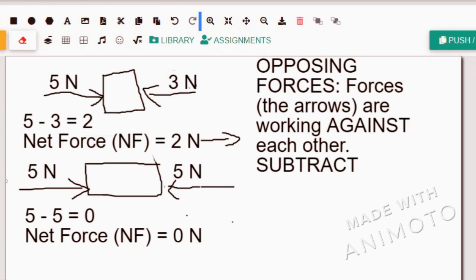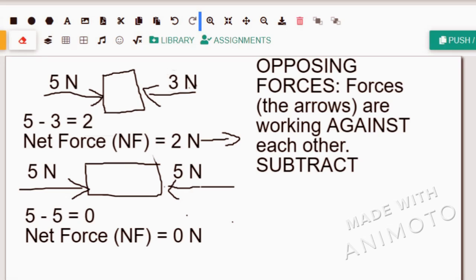For the second example, we've got, again, 2 opposing forces, but this time they're equal. They're both 5 newtons. I would still subtract and find the difference. 5 minus 5 is 0. So that means my net force is going to be 0 newtons. And in this case, the forces ended up canceling each other out, which is what we call balanced forces. So it's a total of 0 newtons. I don't need to show an arrow of the direction the box is going to slide, because the box would not move. The forces are canceling each other out. There's no movement. The forces are in balance.